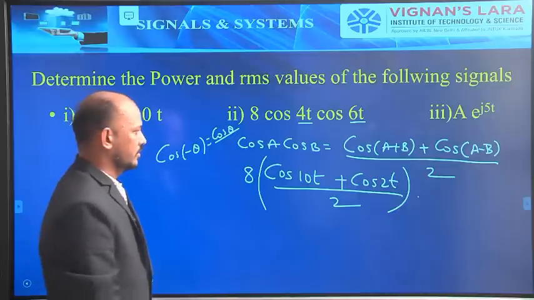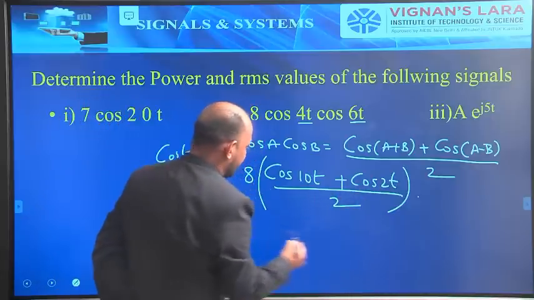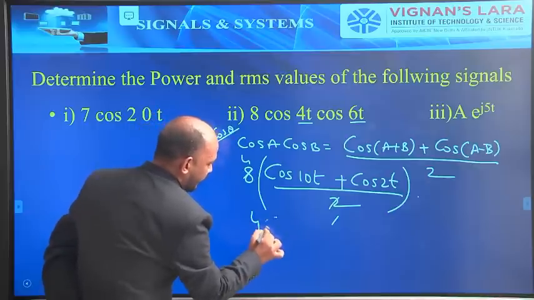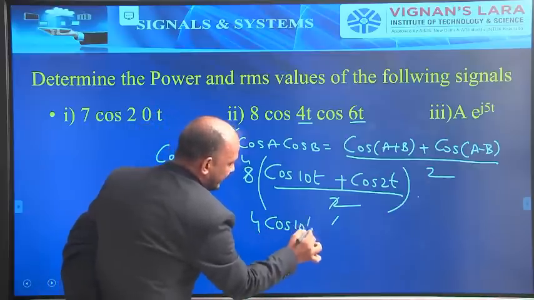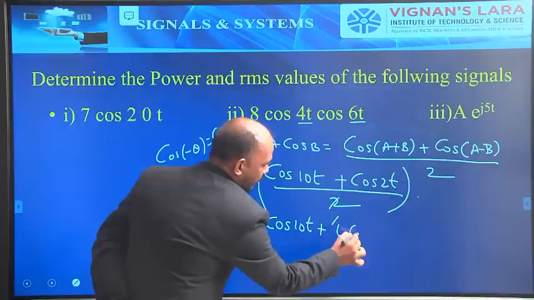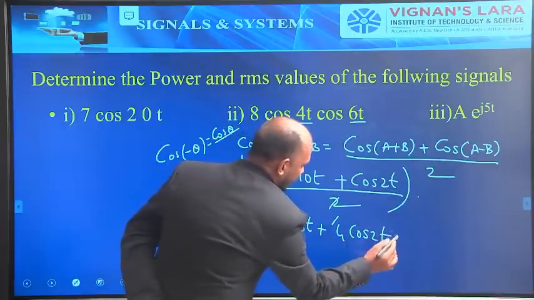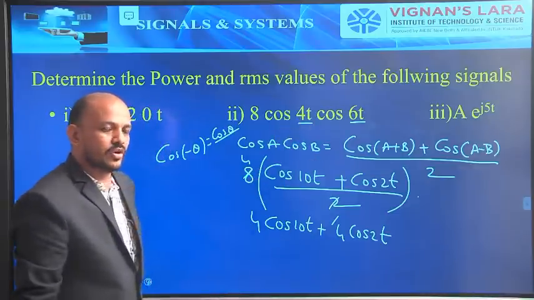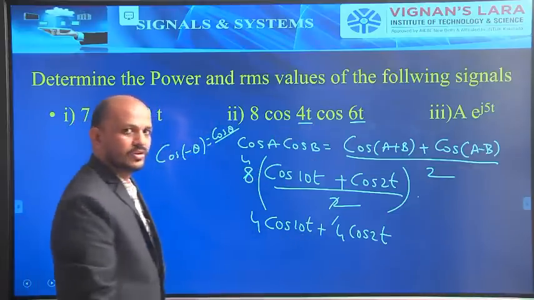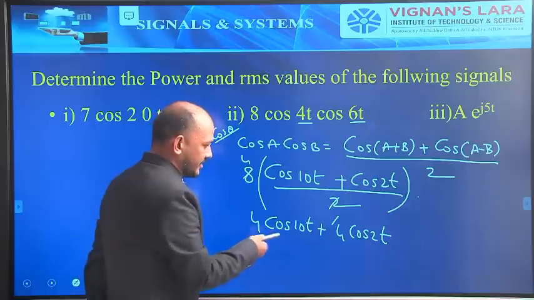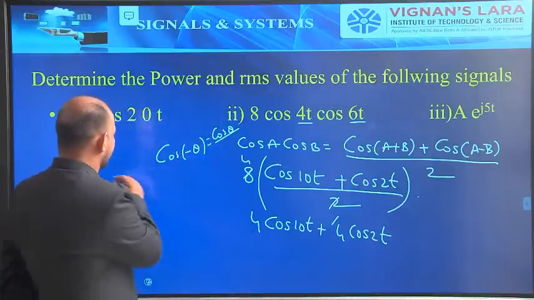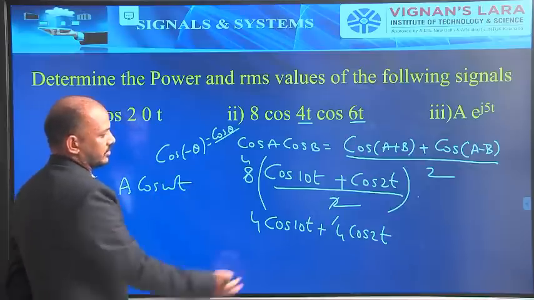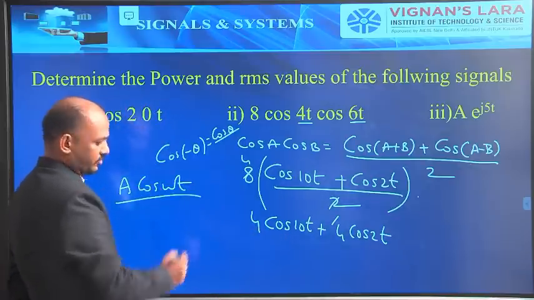So finally, what do we get? 2 1s are 2, 2 4s are 8, so we get 4 cos 10t plus 4 cos 2t. Now the multiplication of the two cos signals is converted into addition of two cos signals. Now compare this signal with the general signal, a cos omega t.